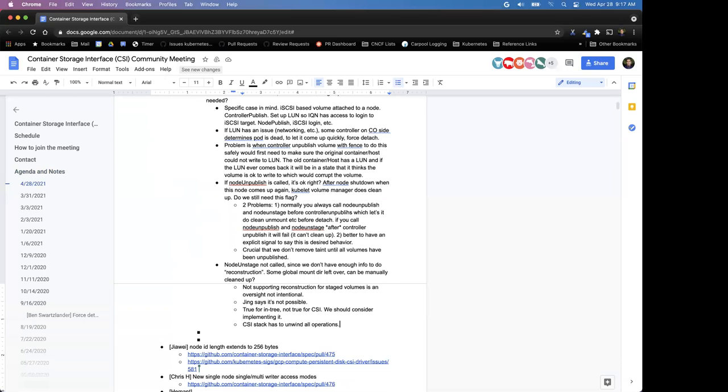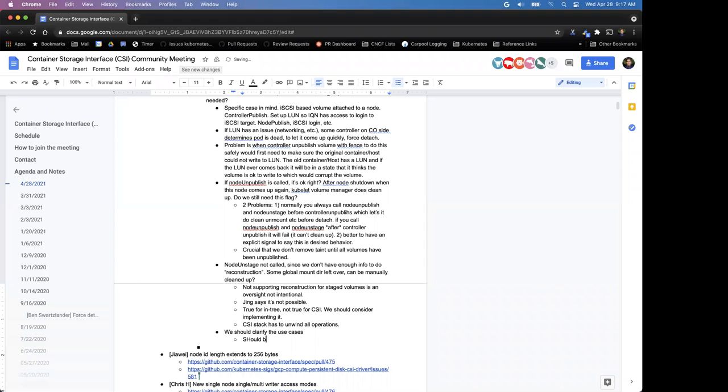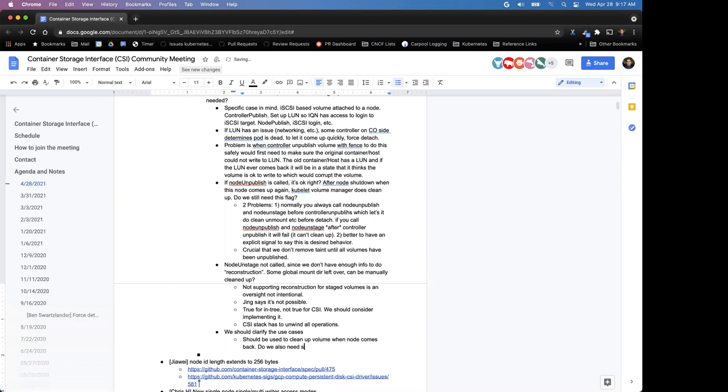Hemant, do you have some comment here? No, I was saying two things. One was that we should clarify in the use cases that this is supposed to be used for cleanup of volumes when the node comes back, like the force flag in node unpublished. And if we are going to provide it here, and assuming we fix the reconstruction part in kubelet, don't we need one in node unstage as well?